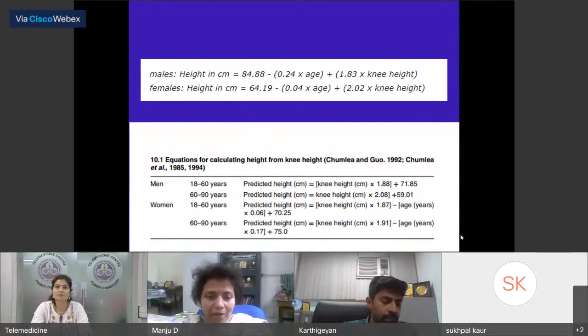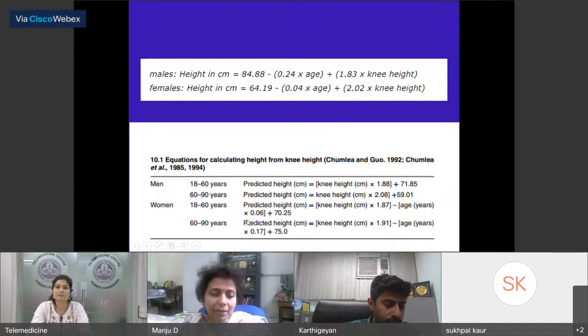And if you want a range of weight for a height for a range of age group, then we have another formula which was developed and verified in 1994 by Chumlea. So this is knee length into 1.88 plus 71.85. So these are the formulas which we can use for calculating the height of the patient.